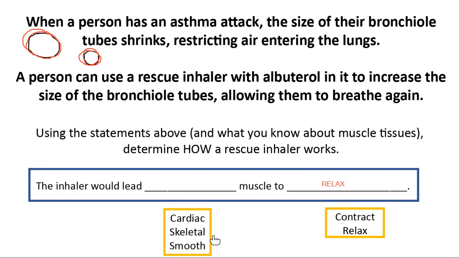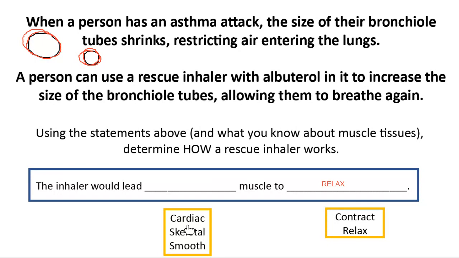We haven't yet decided if it's smooth muscle or cardiac muscle. One of these types of tissue I only find in one place in the body. Which type of muscle tissue, smooth or cardiac, is only in one place? Yeah, cardiac's only in one place, right? So cardiac muscle is only found where? Yeah, the only place I find cardiac muscle is inside the wall of the heart.